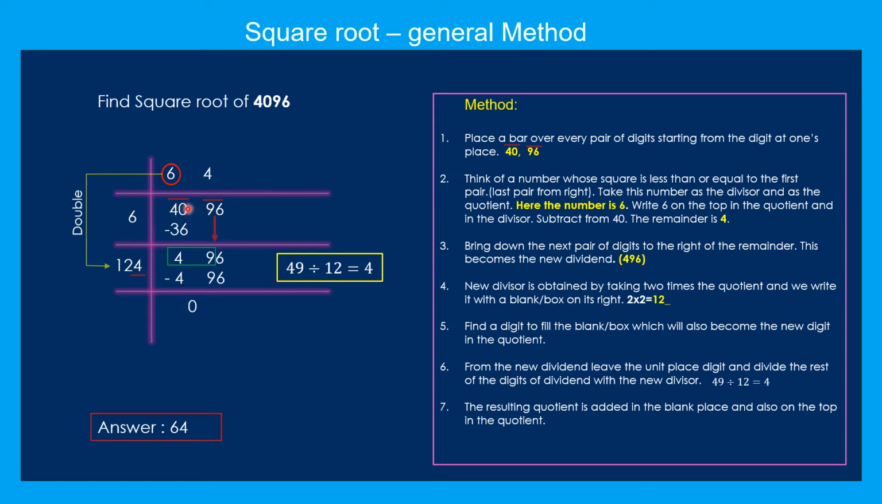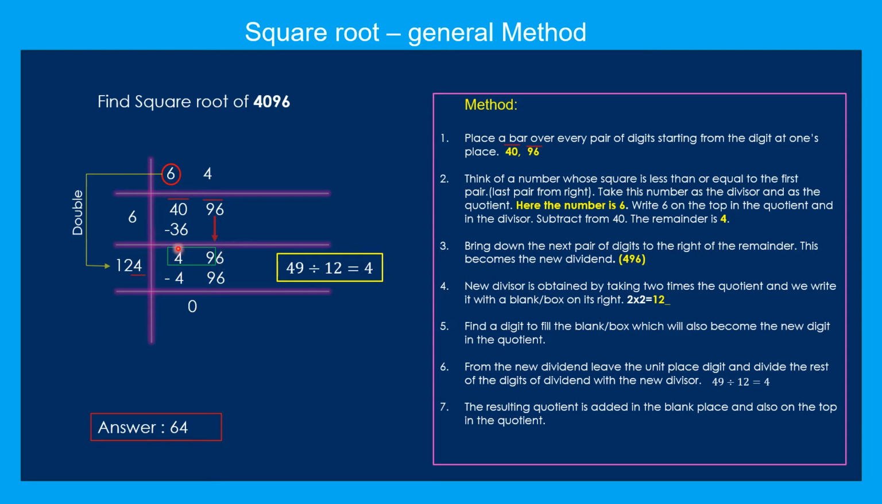we put a bar. And then after putting the bars, we have to think of a number whose square is less than or equal to the first pair, that is 40. So here the number is 6. So write 6 on the top in the quotient and in the divisor. 6 times 6 is 36. So you subtract from 40 and you get the remainder 4. After you write the remainder 4, you bring down the next pair of numbers, 96. So 496 is your new dividend.